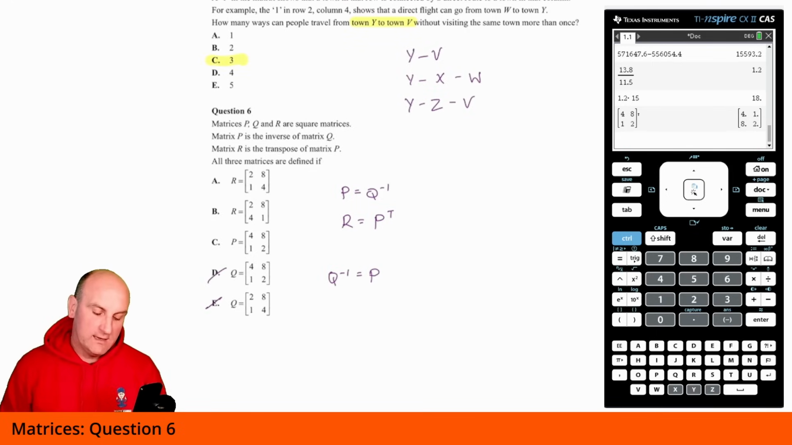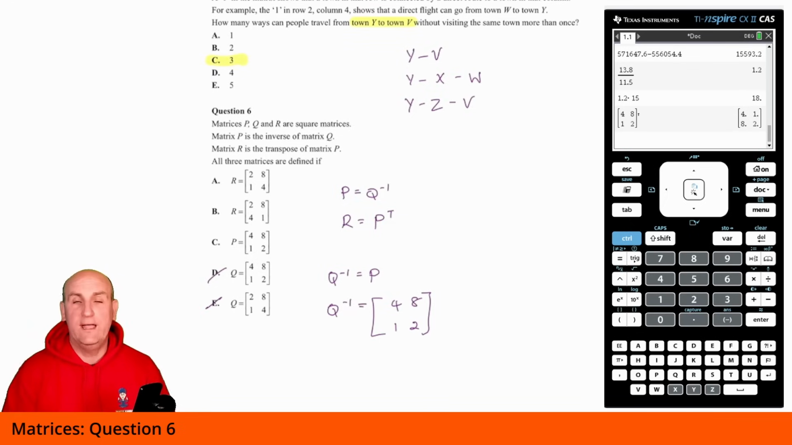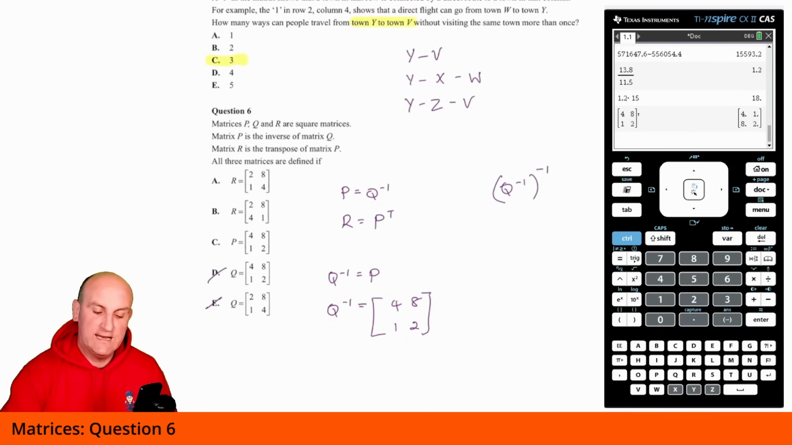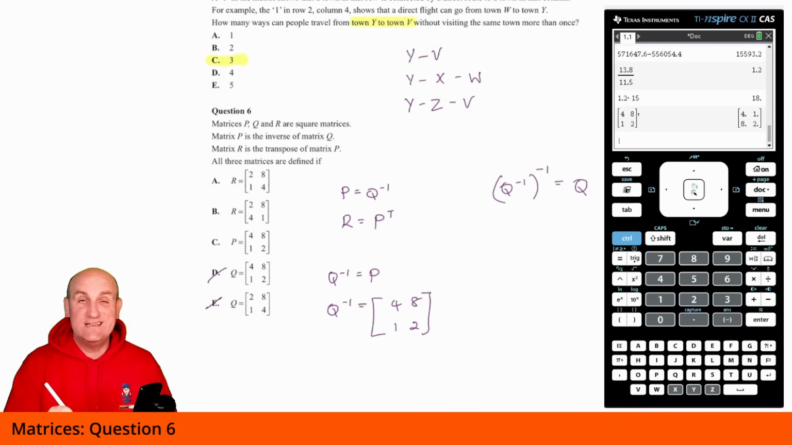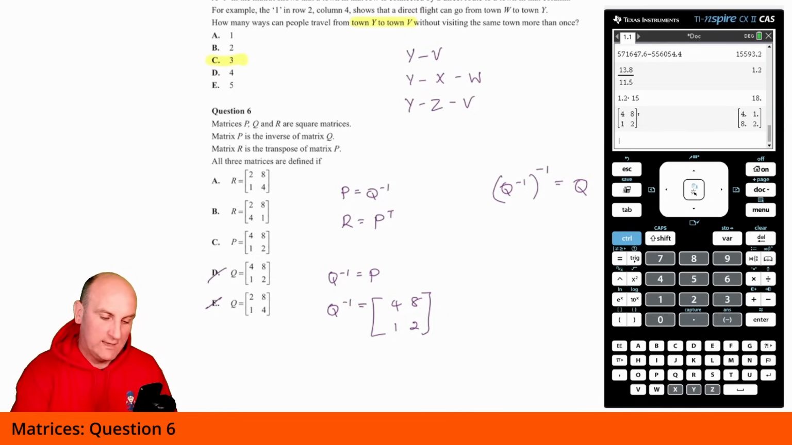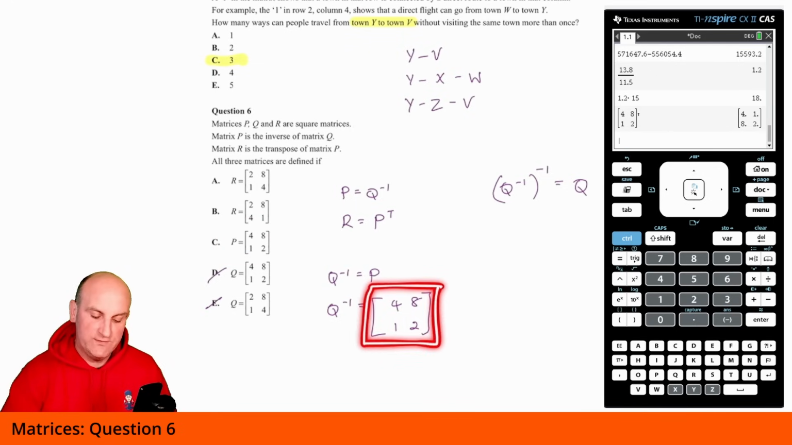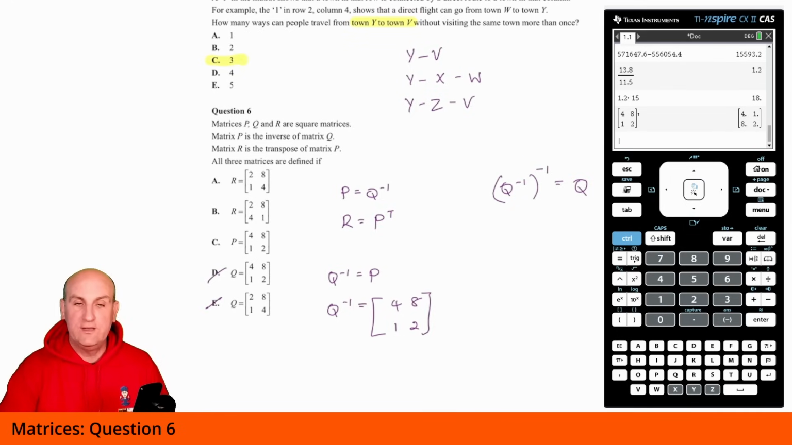P equals. Right, so we now know that Q to the minus 1 becomes equal to 4, 8, 1, 2. Now, here's the little known fact: if you are given the inverse of a matrix, if you have Q to the minus 1 and you take its inverse again, you actually get back to Q. So we know that Q to the minus 1 is equal to P. Can I now raise this to the power of minus 1 to give me my original Q?